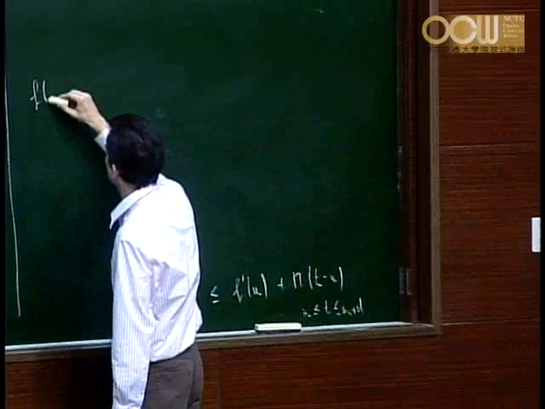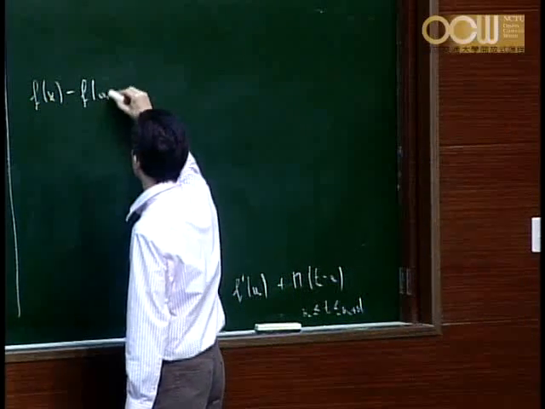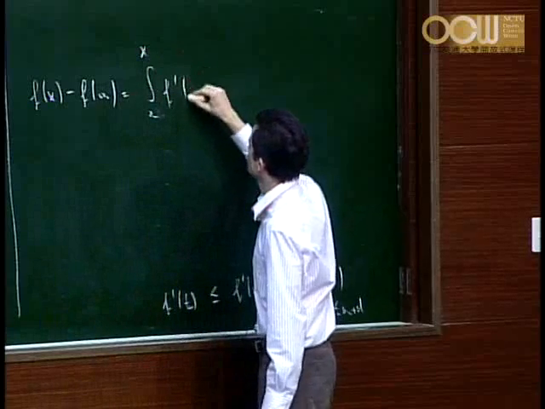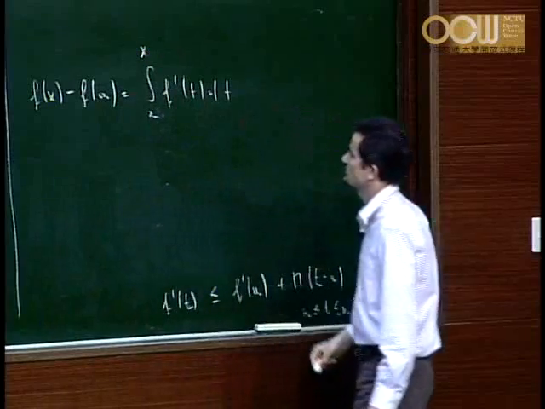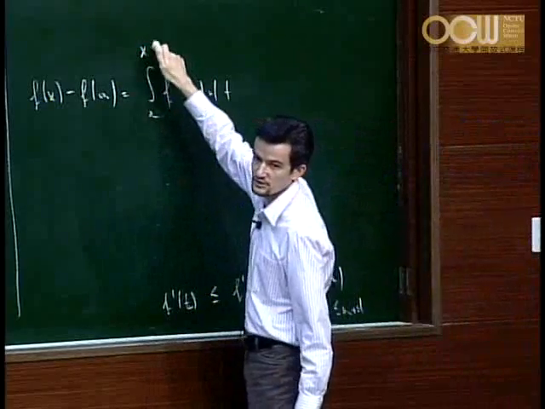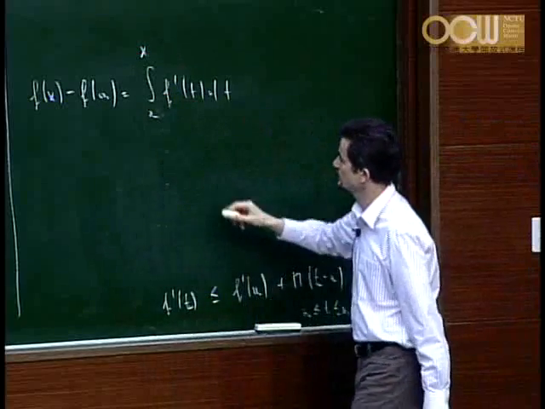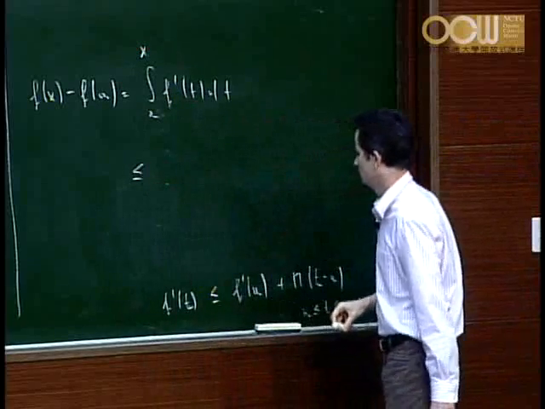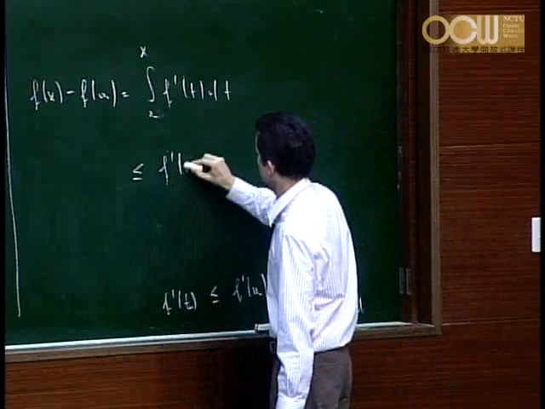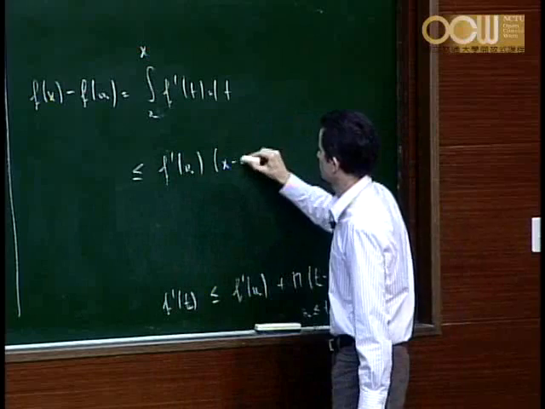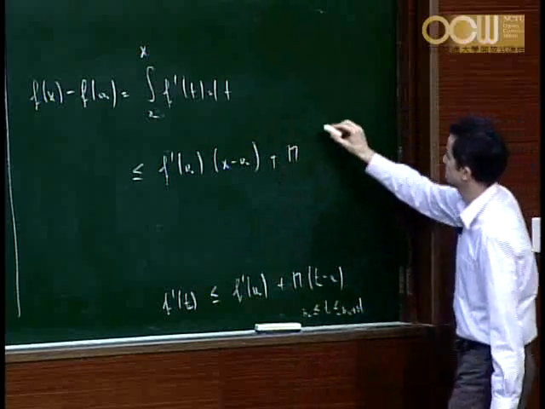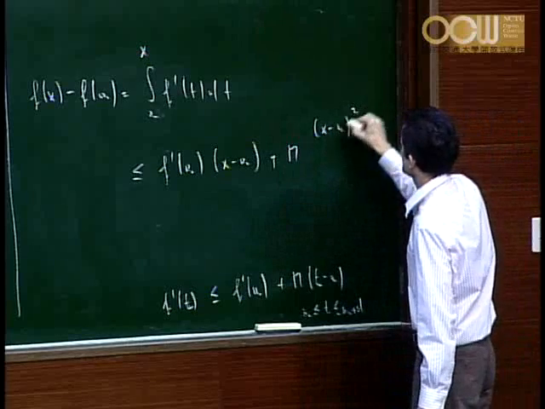So f of x minus f of a is the integral from a to x of the derivative of f of t dt. This is the fundamental theorem of calculus. And because the x I choose is larger or equal than a, I can use the estimate, smaller or equal than, and I just plug it in. So what I get is the first derivative at a times x minus a plus M, and I have to integrate this one, but this one is easy. This is x minus a squared over 2.